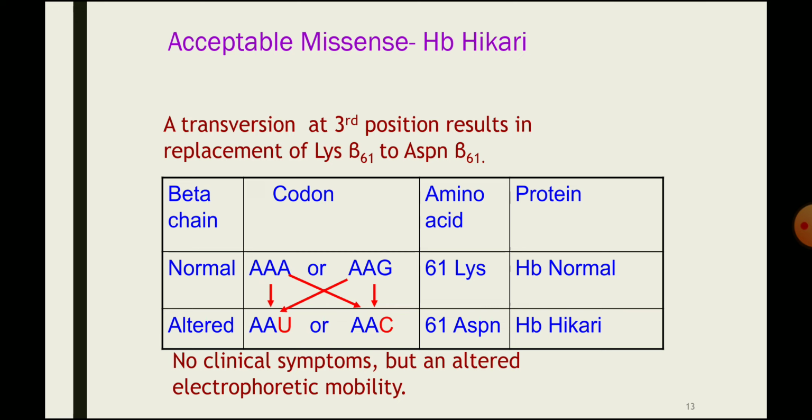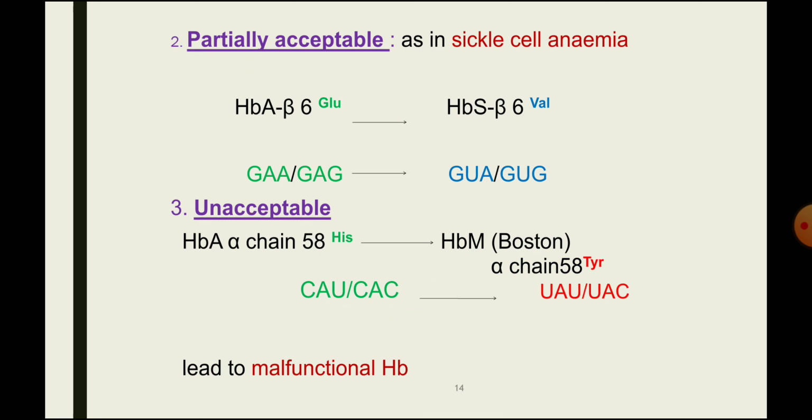No clinical symptoms, but an altered electrophoretic mobility alone is there. So it is an acceptable missense mutation. That is an example for an acceptable missense mutation. Now we have the question of the partially acceptable missense mutation, that is sickle cell anemia.